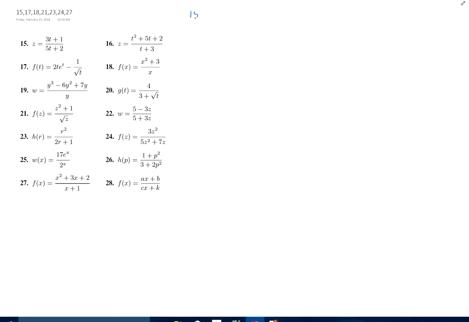Okay, 15. More derivatives. Z prime is the bottom times the derivative of the top minus the top times the derivative of the bottom, all over the bottom squared, because it's a quotient so I have to use the quotient rule. And then on these we just simplify what we can easily, which is distribute and combine like terms.